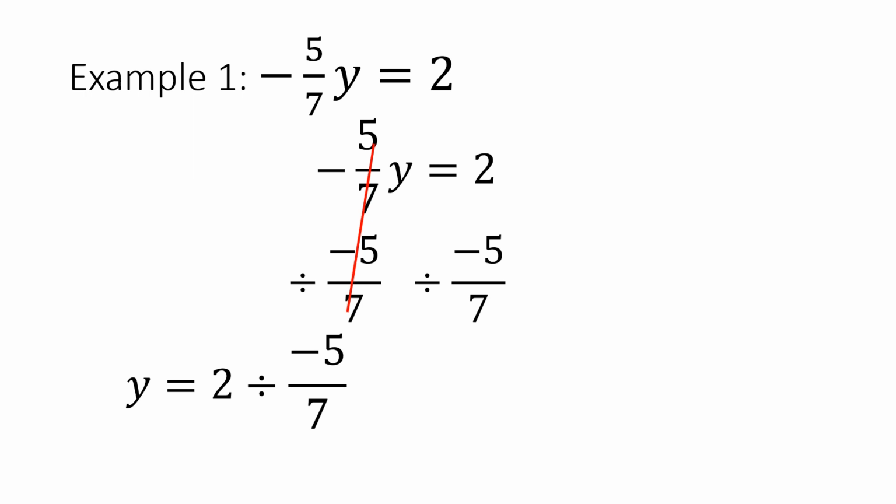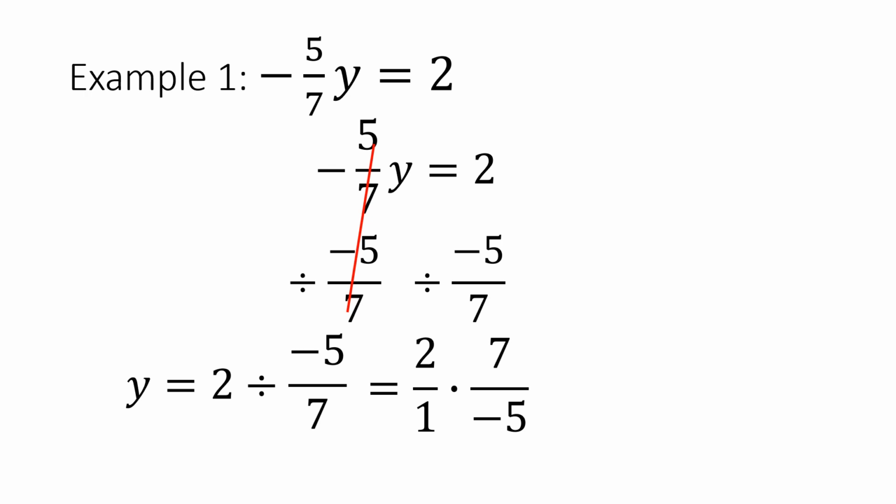Now, one thing to note is the 2 is actually over 1. And so when I rewrite this, it's going to equal 2 over 1, and then I'm going to do that reciprocal. I'm going to flip that second fraction, and I'm going to make it multiplication. So then that becomes 7 over negative 5.